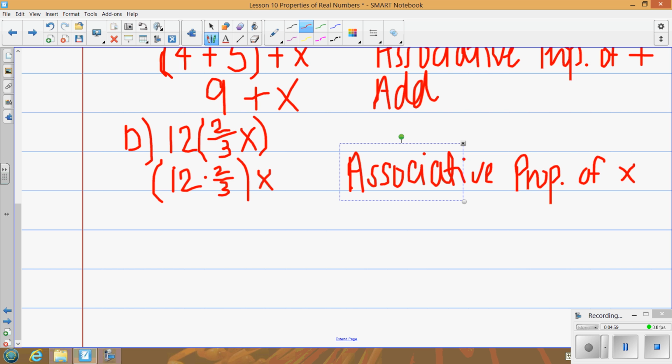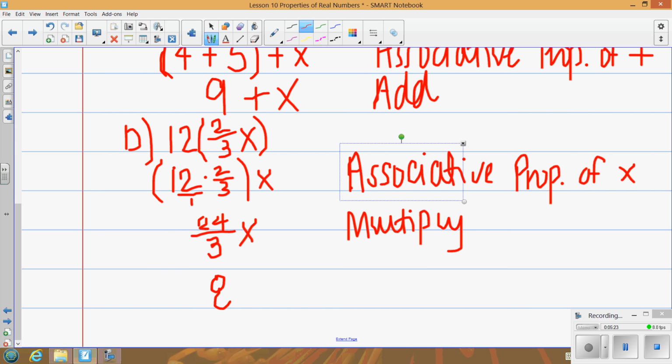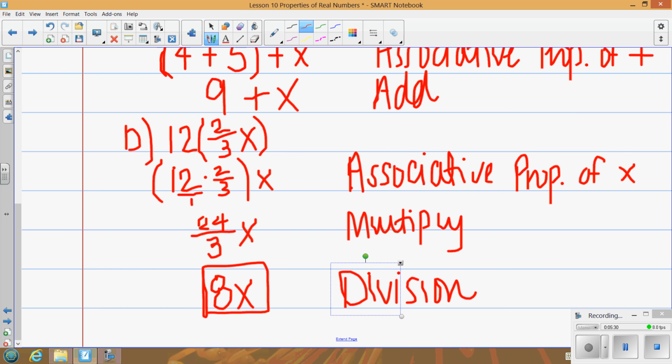So now when we have 12 times 2/3, remember it's like thinking of 12 over 1. Multiply across the top, we get 24, multiply across the bottom, we get 3. You keep your x, so the reason for this is just because I multiplied. And then if you can reduce your fraction, which in this case I can, 24 over 3 is just going to give me 8. So my final answer will be 8x. And the reason for that was I just divided. Okay, so that's for associative.